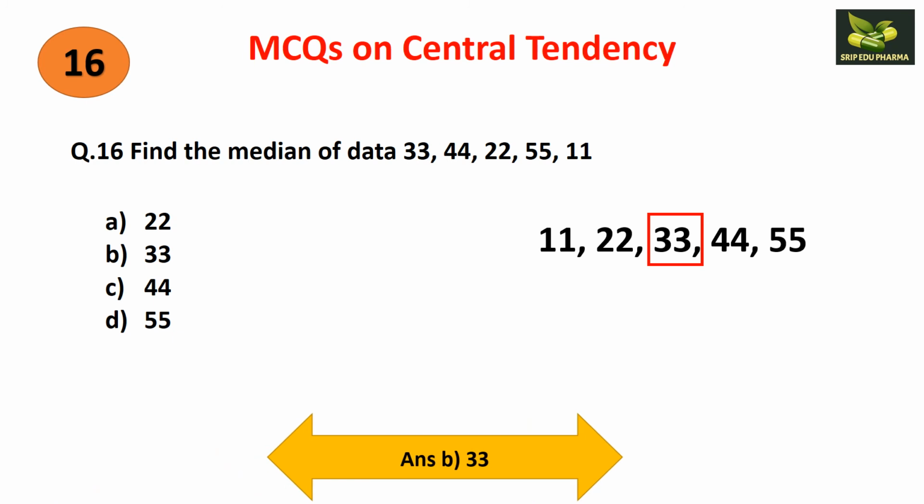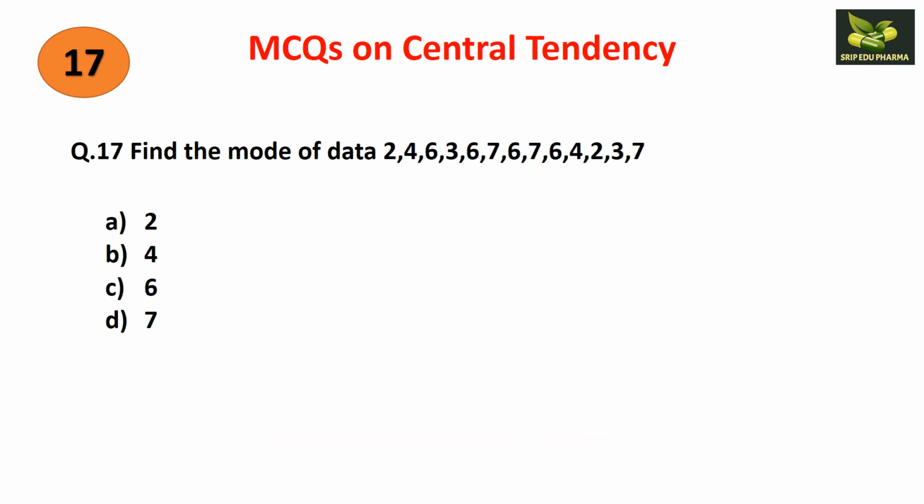Find the mode of data 2 4 6 3 6 7 6 7 6 4 2 3. So here what will be the answer? A2, B4, C6 or D7. So if we see this series of data, then for mode we calculate the frequency, that is the number of times any number or any data is repeated.